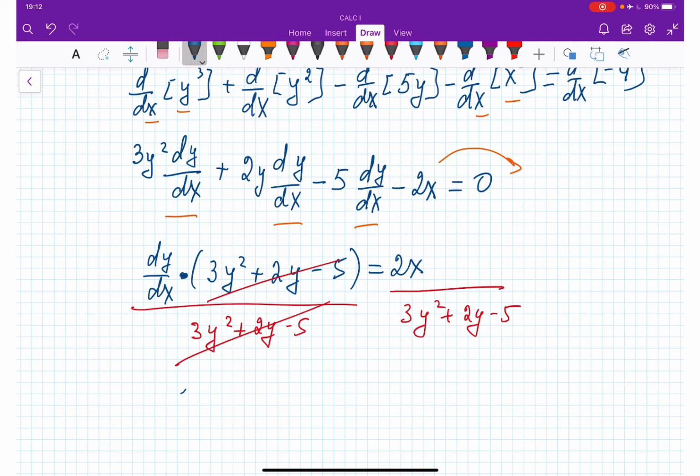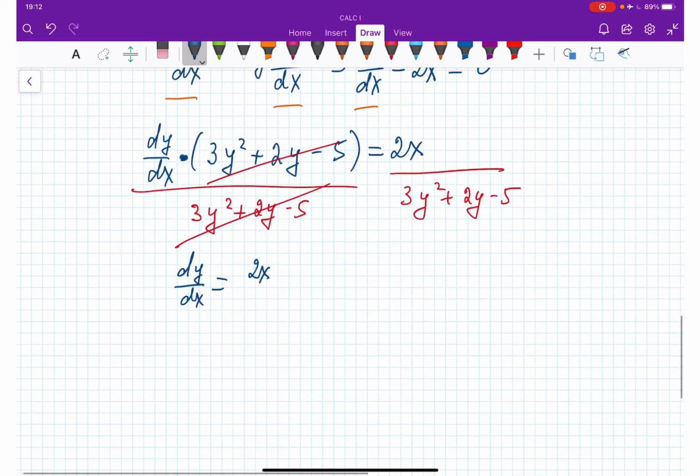Okay, so dy by dx is equal to x over 3y squared plus 2y minus 5.